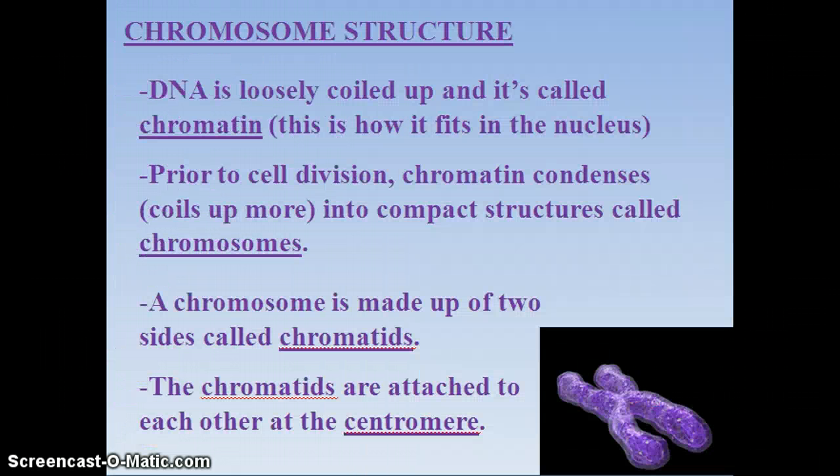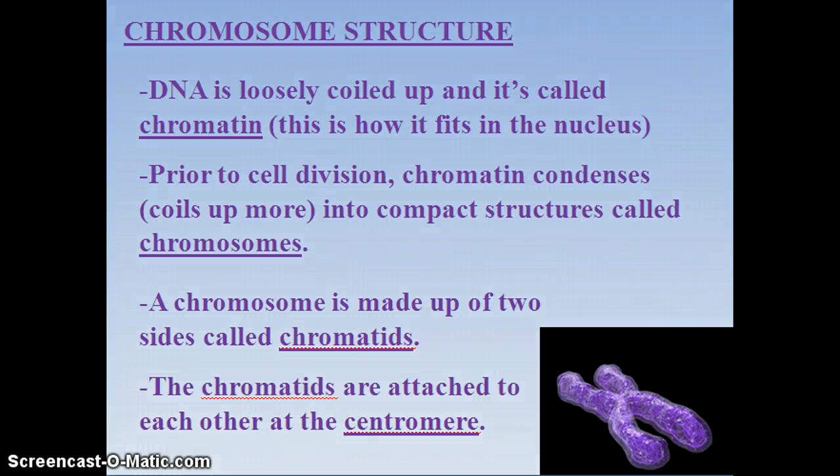The chromosome structure. DNA is loosely coiled up, and it's called chromatin. That's how it fits in the nucleus. It's coiled up, kind of like yarn is coiled up, and if we slowly unwind it, it would be 2 meters long. Prior to cell division, the chromatin condenses, coils up more, and compacts into compact structures called chromosomes.